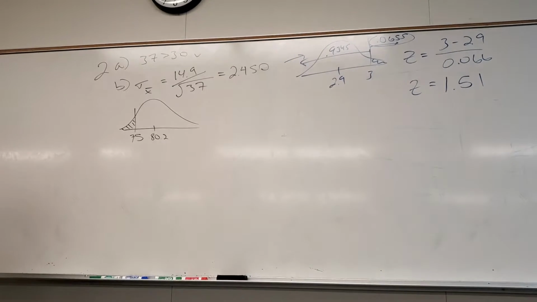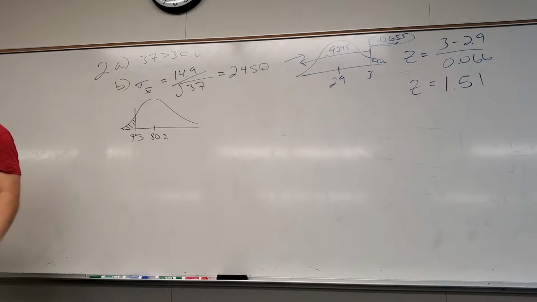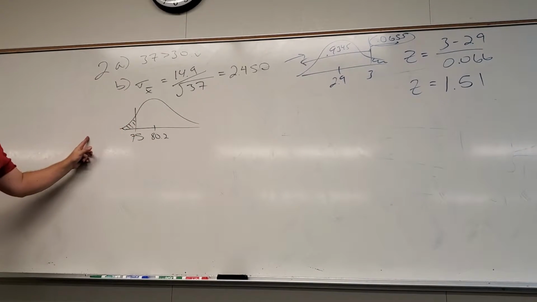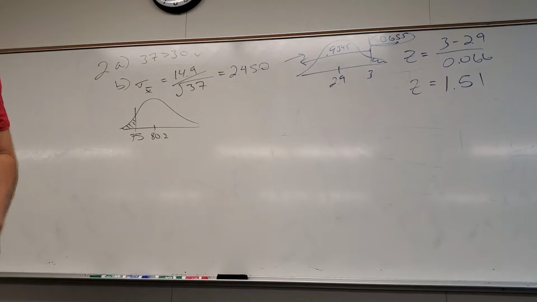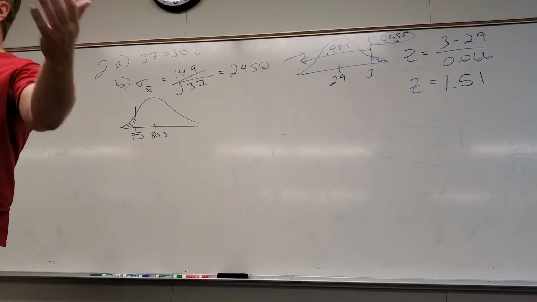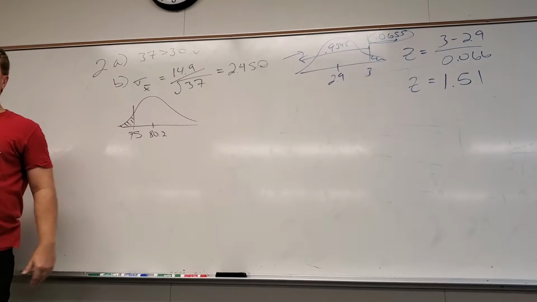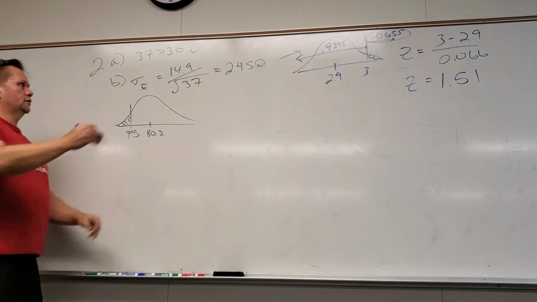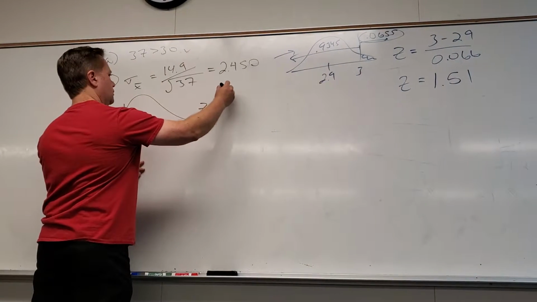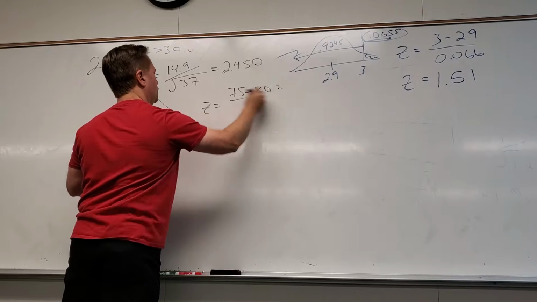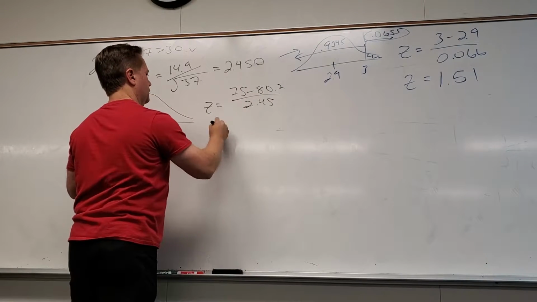Now you just make a z-score like normal. You look it up like normal. The beautiful thing is, since this is less than, right? If I remember correctly. Yes. The answer from the chart is it. You're done. So let's see. Z-score would be 75 minus 80.2 divided by 2.45.